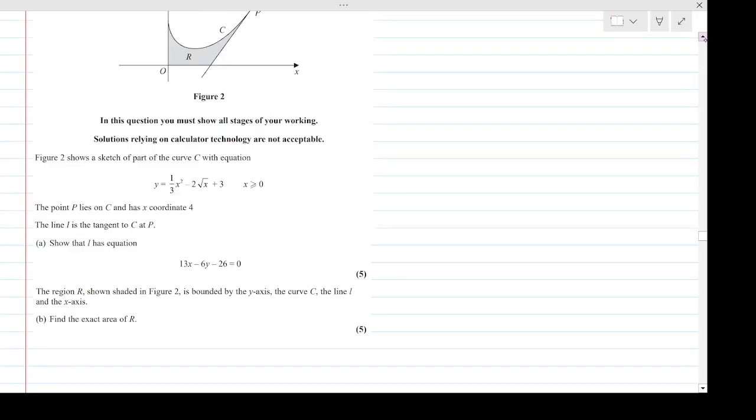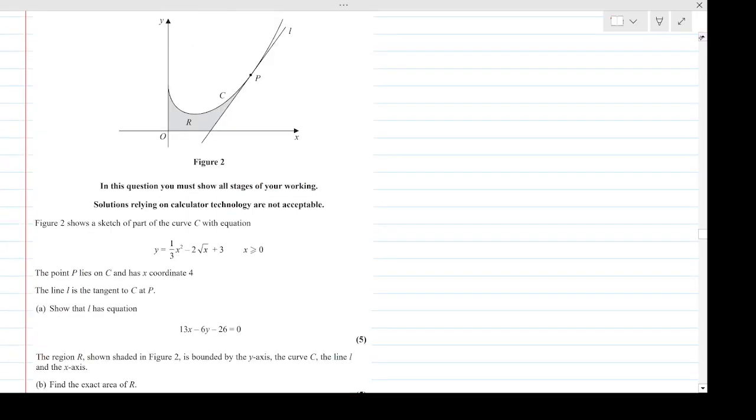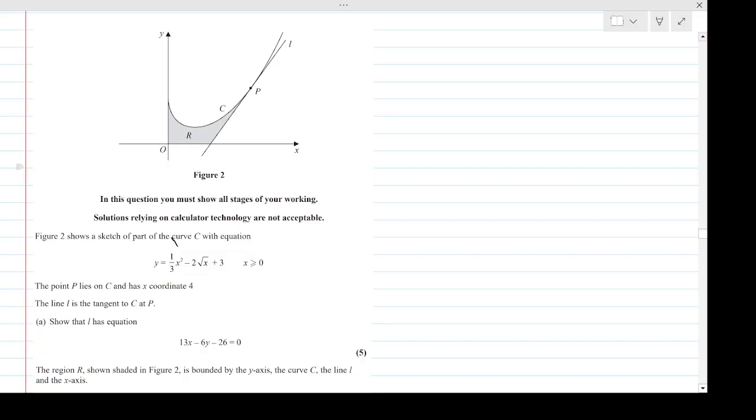Okay, so we're given a sketch of a curve again. This curve here. And we're told that the line L here is a tangent to the curve at P. So actually the first part of the question is we need to show that the equation of the line has that equation there. Okay. So that is actually nothing to do with integration, that's differentiation, because it's all to do with tangents, okay? So, y is a third x squared minus 2 root x add 3.